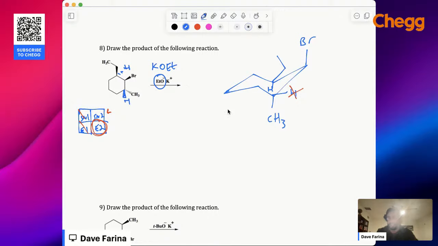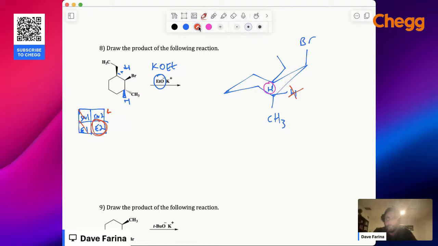But it's not the case because this proton is not available, because it is not axial. We have to put the leaving group axial, and then the adjacent proton, the alpha proton, also has to be axial. So it is only this one that is available. We have to get that one.